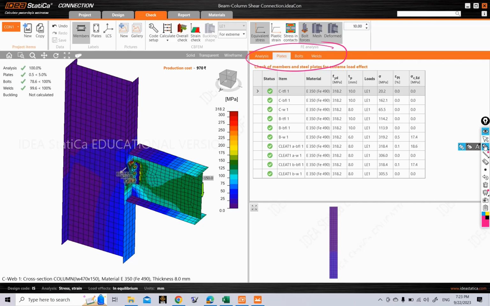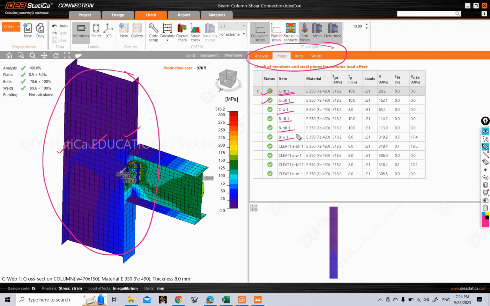So let's see here. What this tab does is, this displays the result for the individual plates. You can see that the plates have been given some specific name here. For example, this name, this is the top flange of column. So this is bottom flange of column, this is column web. That means our software has divided our column section into three different plates. One top flange, one bottom flange and one web. Similarly, for the beam also it has divided it into three plates. Beam top flange, beam bottom flange and beam web.